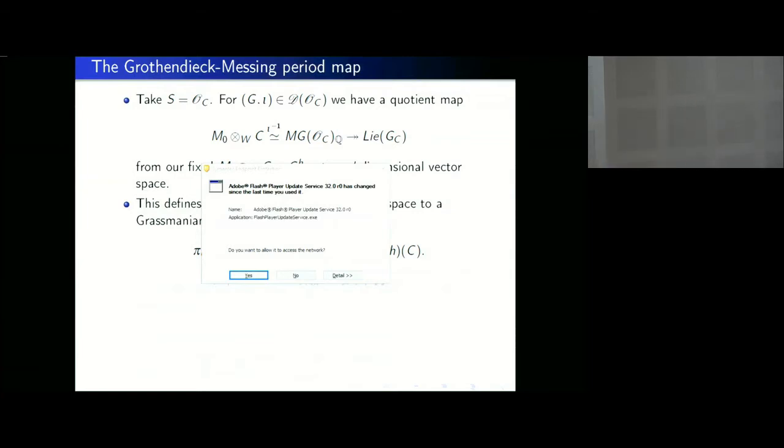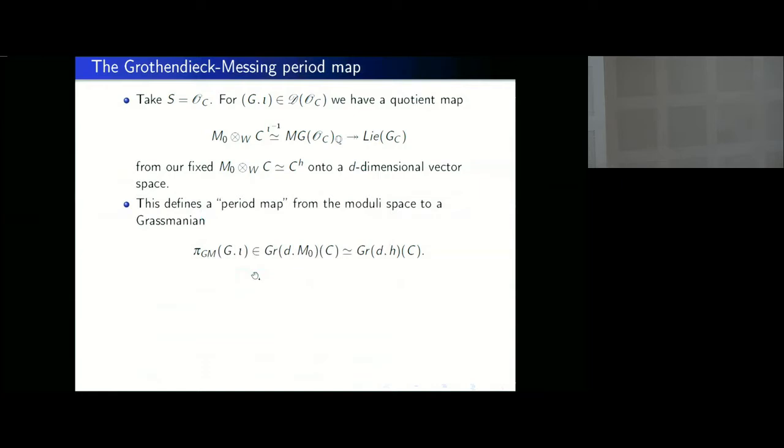What does it want here? A double flash allow. Okay.